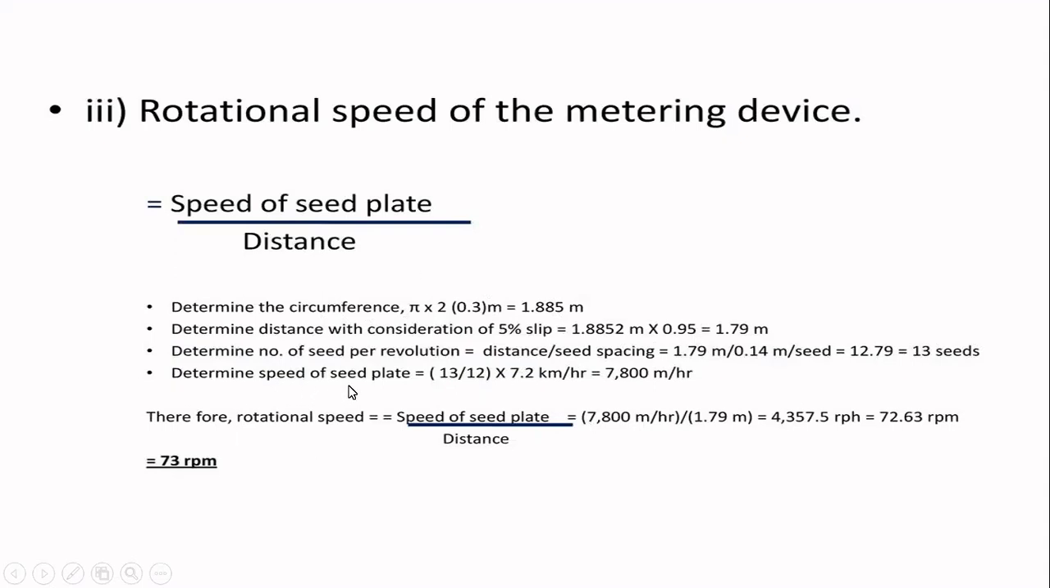Next, determine the speed of the seed plate. The seed plate and the ground wheel do not rotate at the same speed; there is some difference. So 13 seeds. The speed of the seeder, 7.2 kilometer per hour, will be given to you.